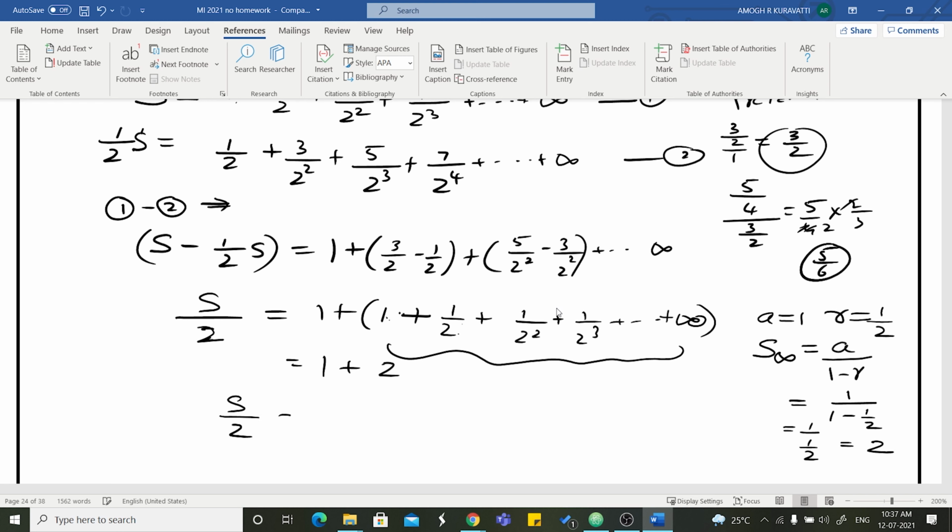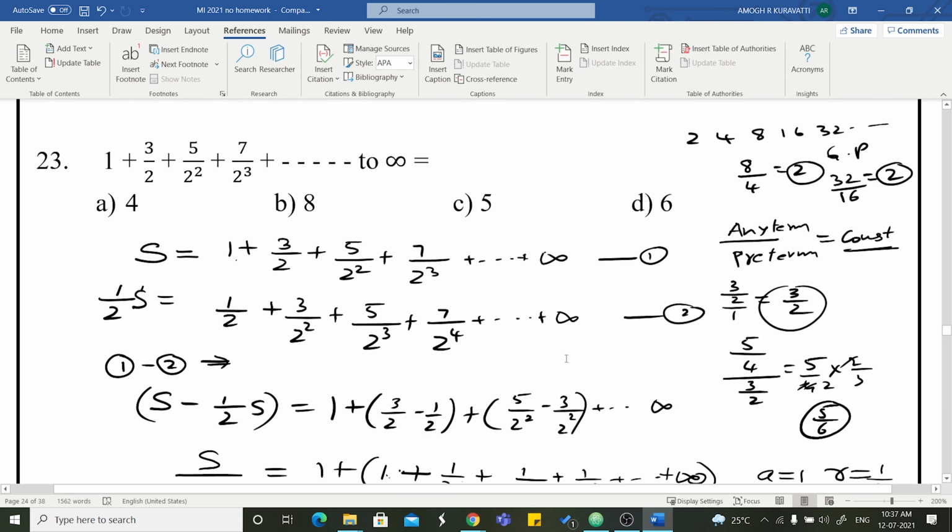So S by 2 is equal to 1 plus 2 is 3. Cross multiply, S is equal to 2 into 3, 6. Option is there. Sum to infinity of series is 6. That is option D, the right option. Okay. Please note it.